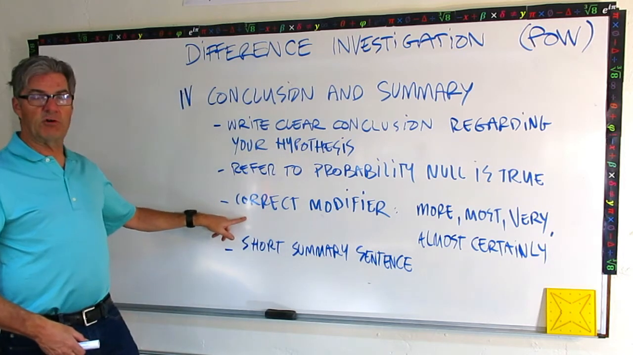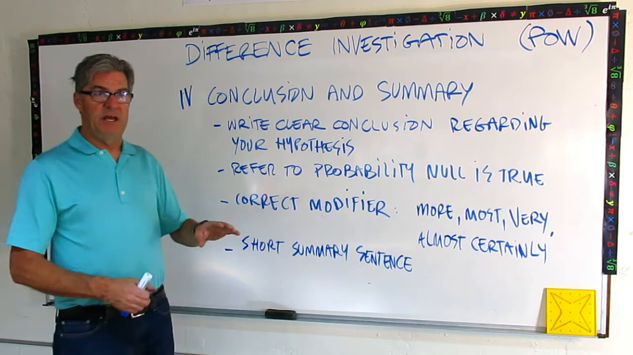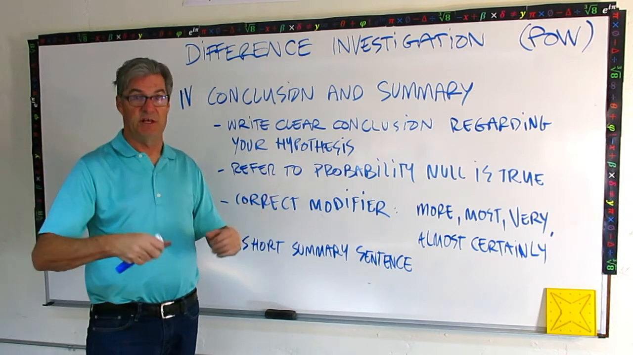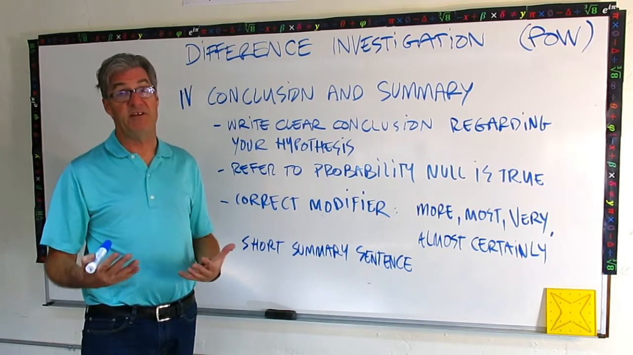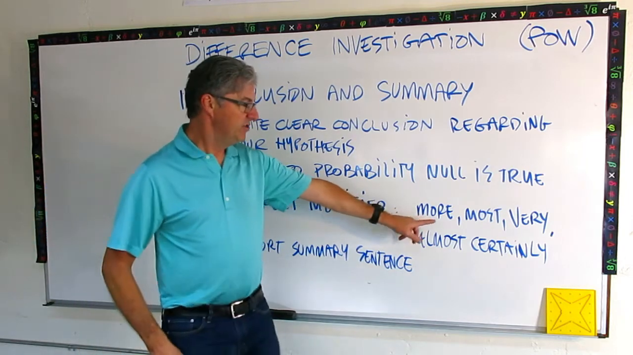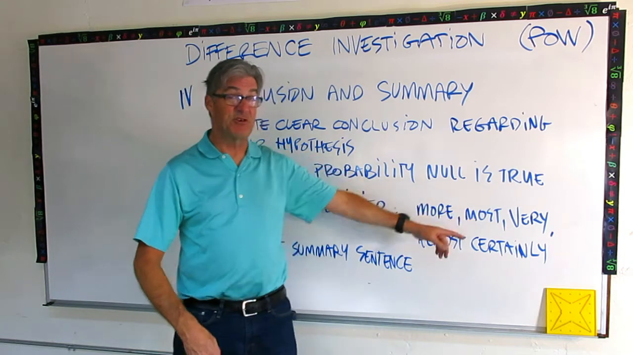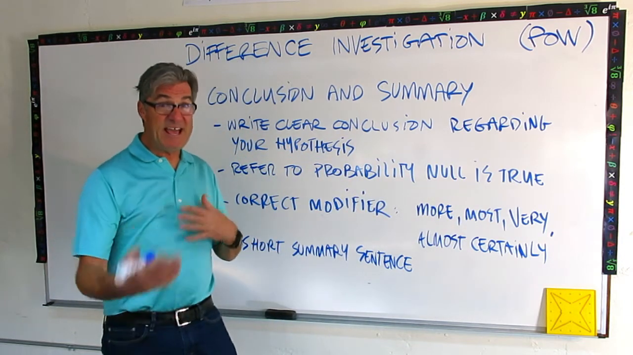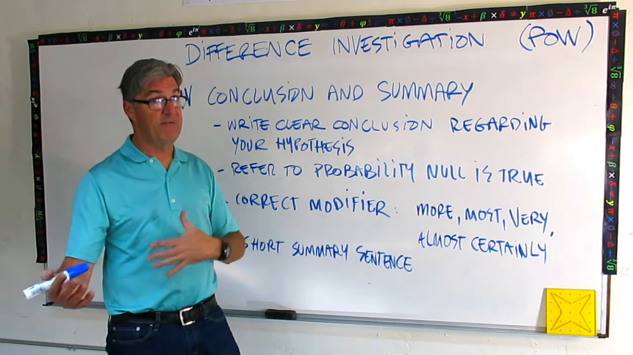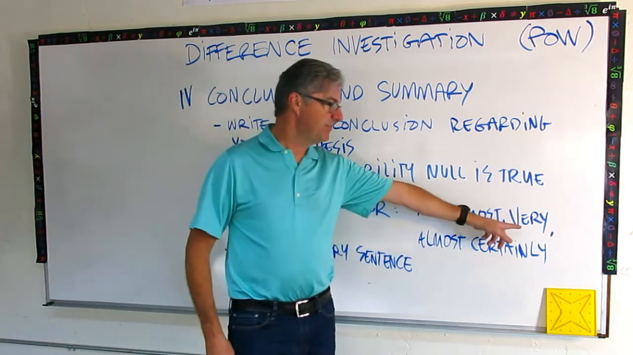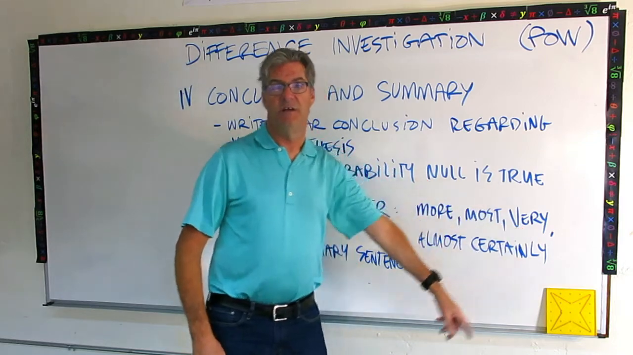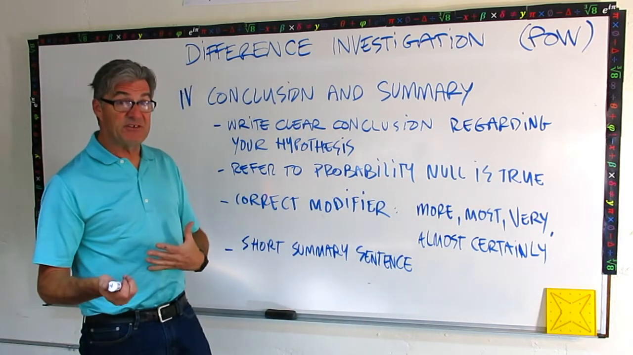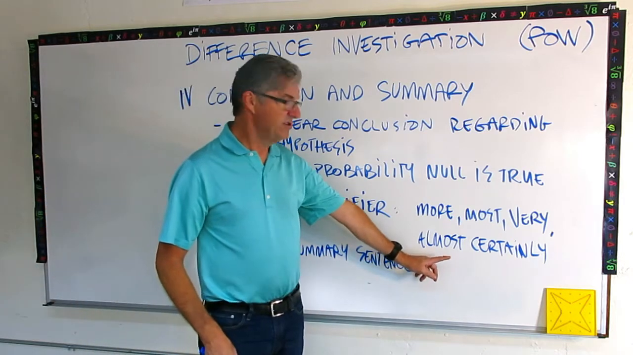You want to use the correct modifier. So if the null is 40% chance of being true and the hypothesis is 60% chance, the hypothesis is more likely true. So that would be "more." You can't really say "most likely true" with those percentages because they're just not strong enough. If it's like 85-15 in favor of the hypothesis, then you could use something like "very likely true."